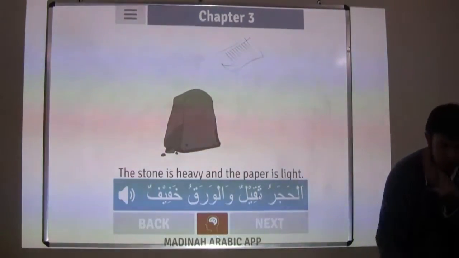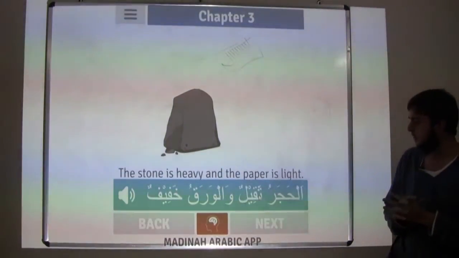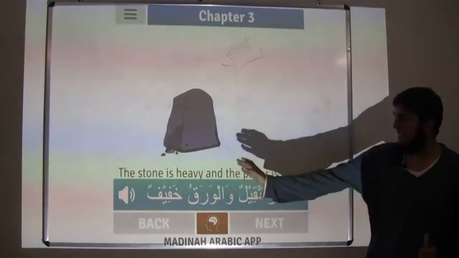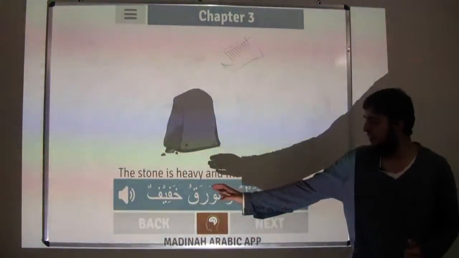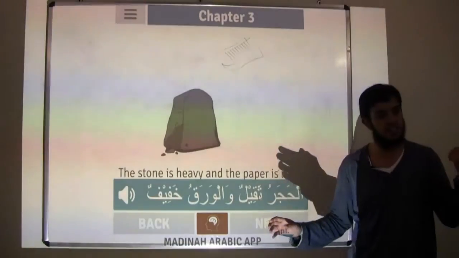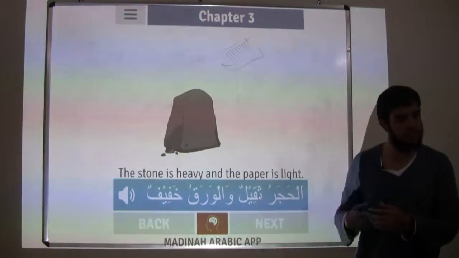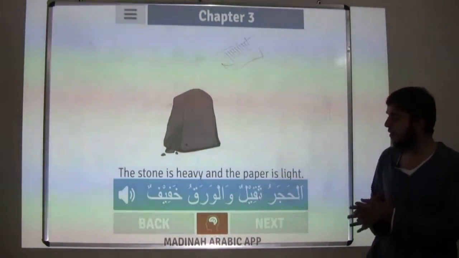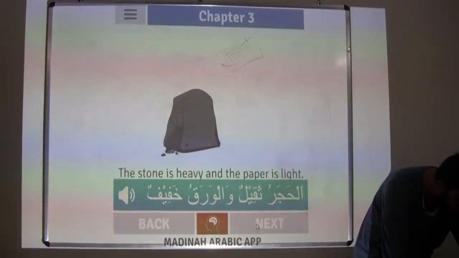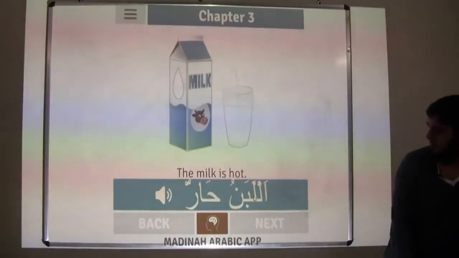الحجر ثقيل والورق خفيف. Okay. So here again we see that al-hajaru thaqilun. Thaqil means heavy, and wal-waraqu khafifun, the paper is light. And if you remember, all these nouns like al-hajar and al-waraq we have learnt last time, and now we are learning adjectives to describe them. اللبن حار. Okay, the milk is hot.